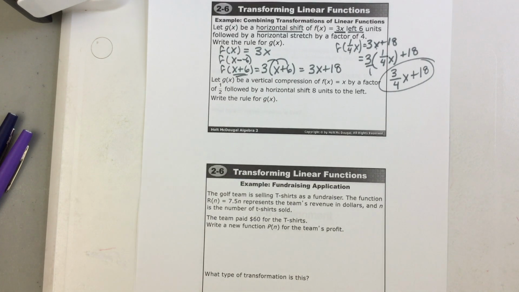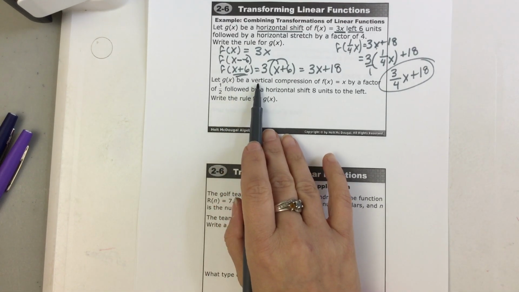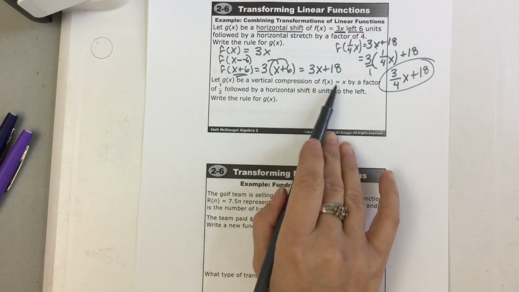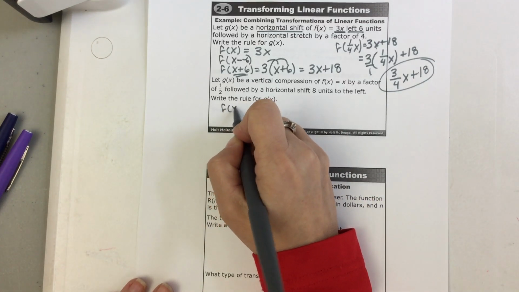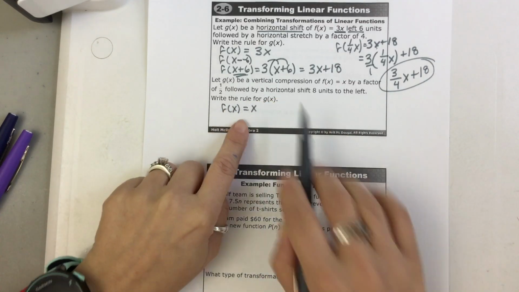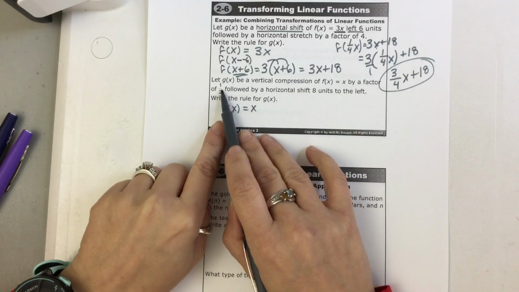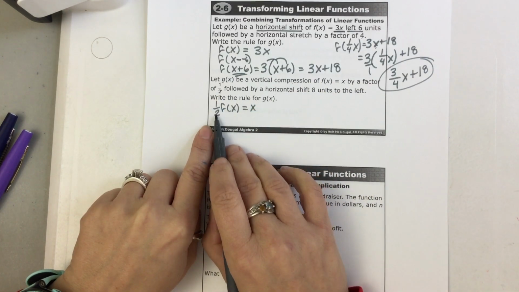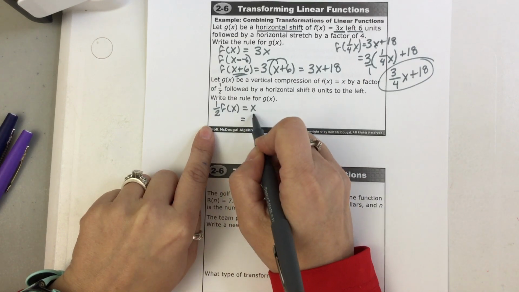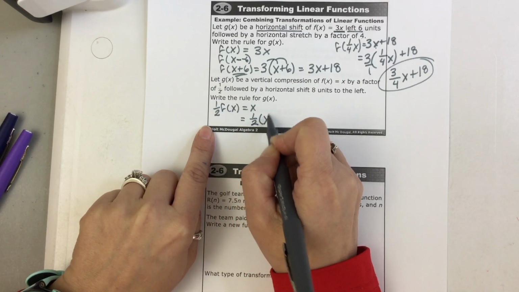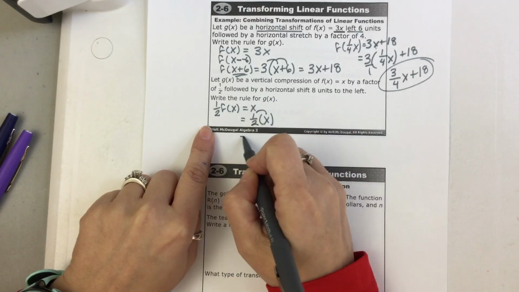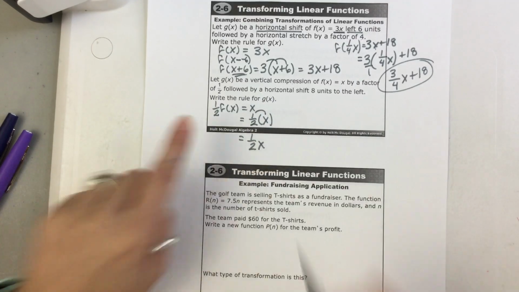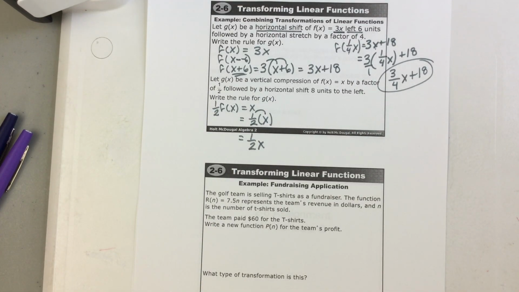Okay, let's look at another one. Let g of x be a vertical compression of f of x equals x. Okay, so f of x equals x, that's the start. Vertical compression by a factor of 1/2. If it is a vertical compression, that's where it goes out front. So what this means is I have 1/2 out front. You distribute it to every term. This time it just happens to be one term. But for a vertical compression, you distribute your 1/2 to everything.